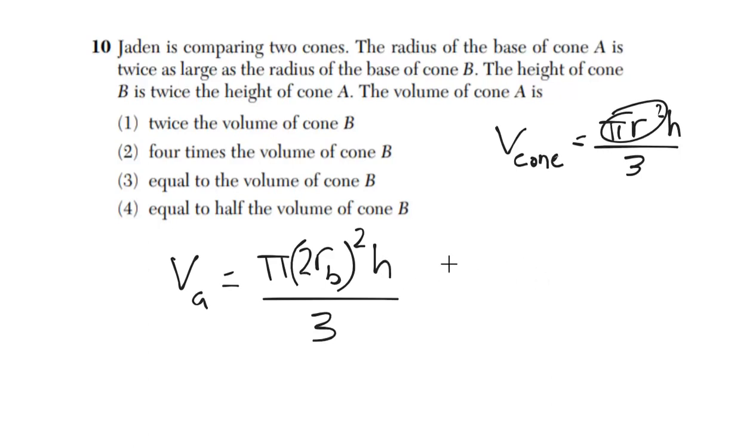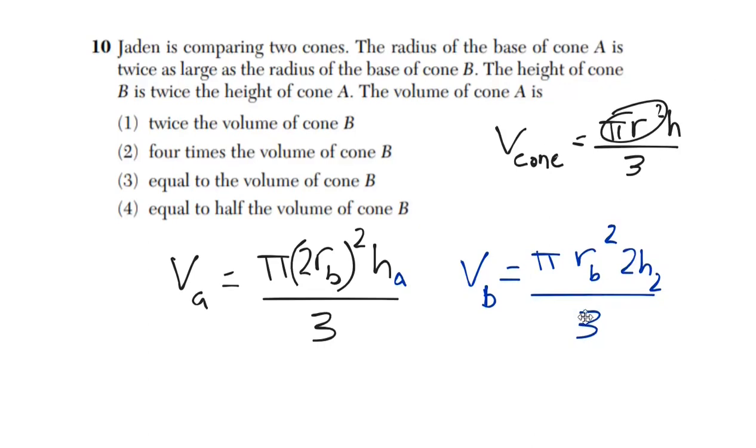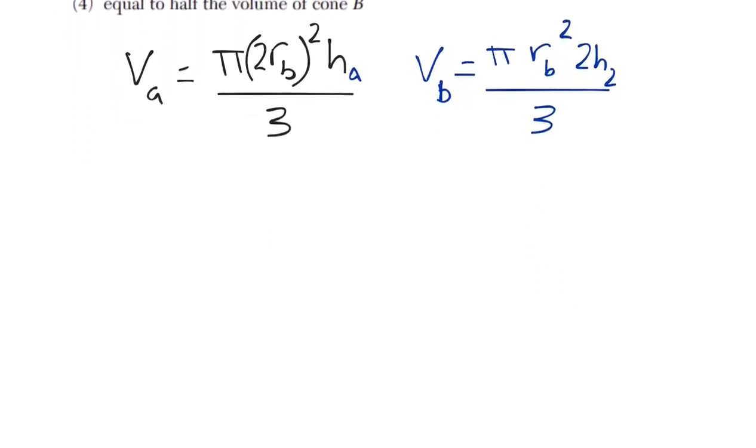Now let's do the same exact thing, but for B. The volume of cone B, they say, the height is twice the height of cone A. All right, so we'll do pi. Now this is just the radius of cone B, quantity squared. Now the height is twice that of cone A. So we could put h sub A, the height of A. Now it's 2 times that. 2 times h of A over 3. Now let's go ahead and simplify these.